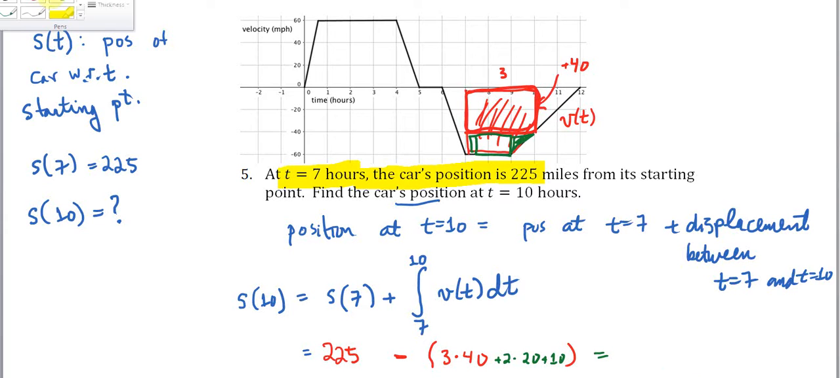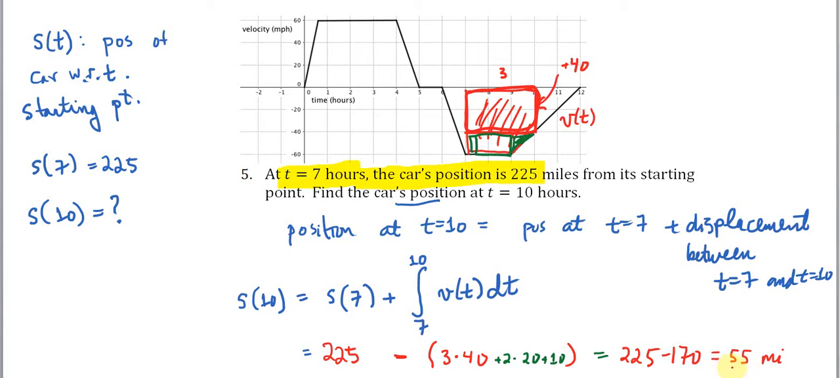I messed it up because I forgot to include the 225. So this is 225 minus 170. That is a total of 55. Excuse me, this is 55 miles, and again, this is still position. So this car is 55 miles from its starting point.